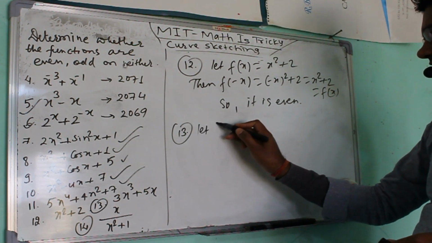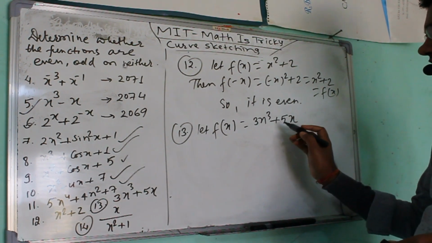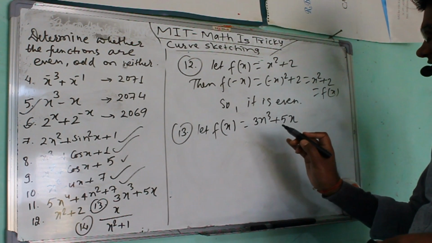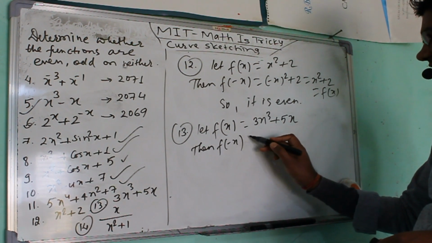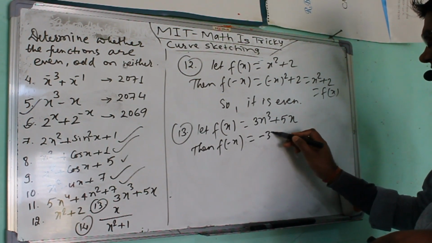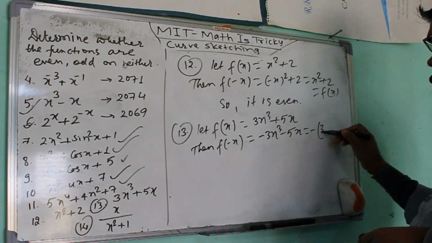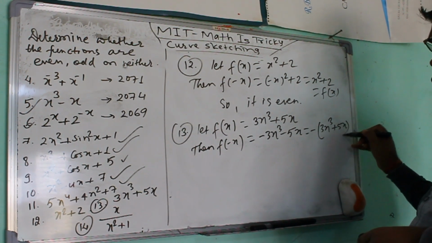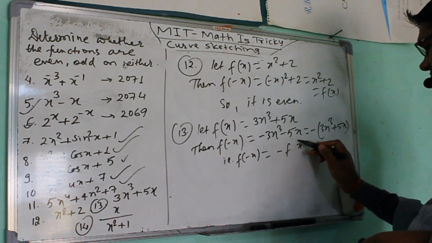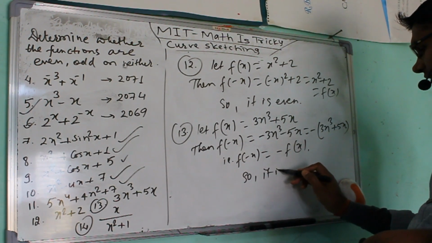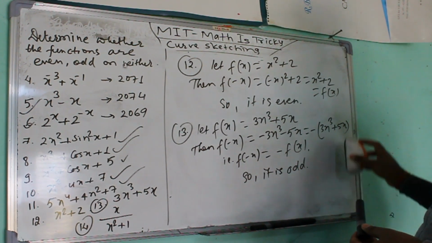Number 30. Let f(x) equals 3x cubed plus 5x, and by looking also we can say it is an odd function because each term contains an odd power of x. Then by process we get f(-x) equals -3x cubed minus 5x, and if we take minus common, it will be -(3x cubed plus 5x), that is f(-x) equals simply -f(x). So it is odd.